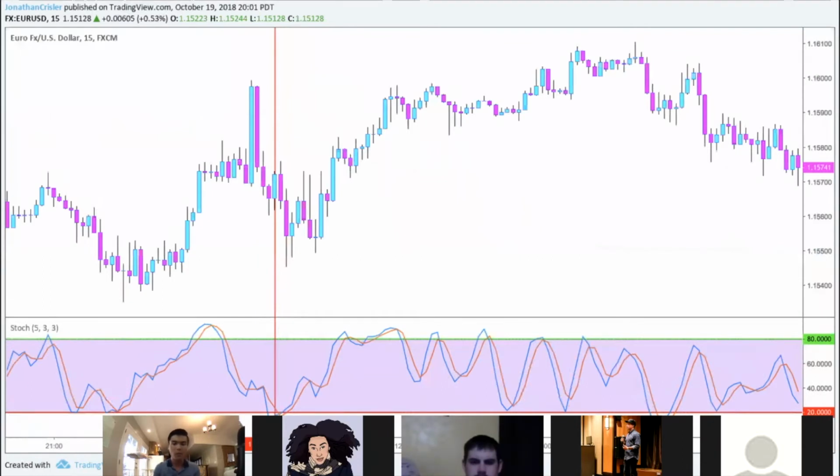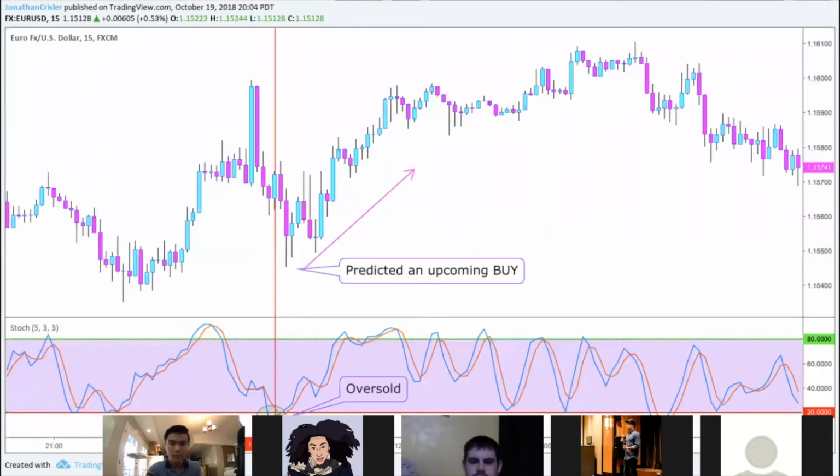Here's another example. We can see price became oversold. We see the bullish crossover, and soon after the bullish crossover, price began to rise. Boom, price went up.